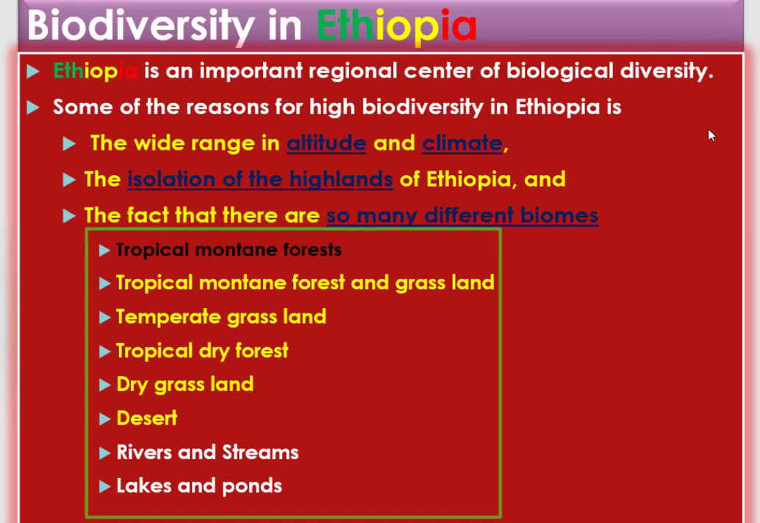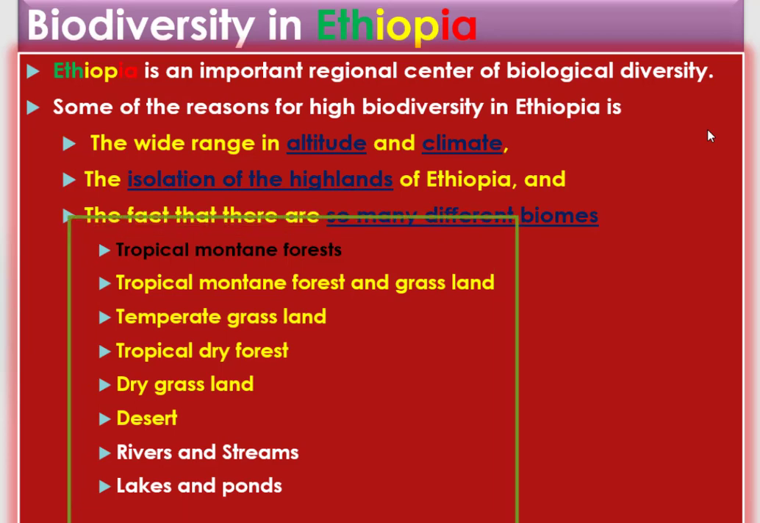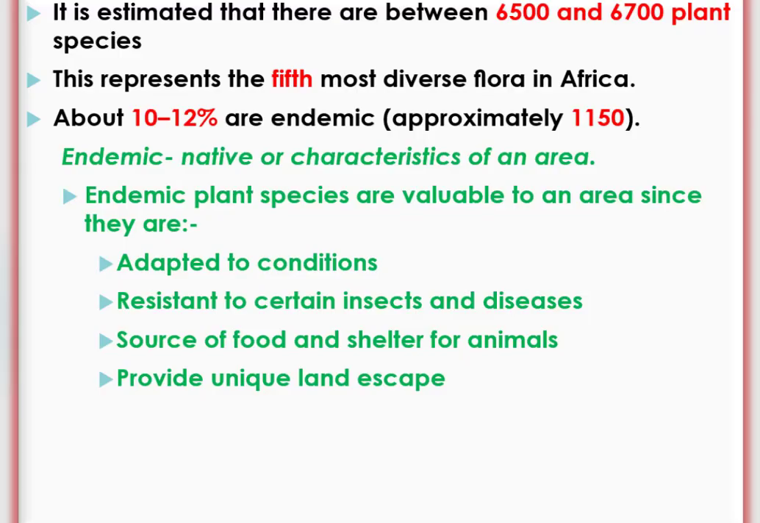The last biomes are aquatic environments or aquatic biomes that include rivers, streams, lakes, and ponds that are found in most parts of Ethiopia. Since Ethiopia is an important regional center of biological diversity in Africa, it is estimated that there are between 6,500 and 6,700 plant species in Ethiopia. This represents the fifth most diverse flora in Africa.